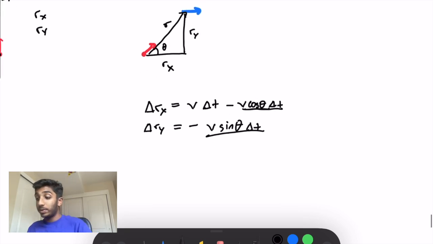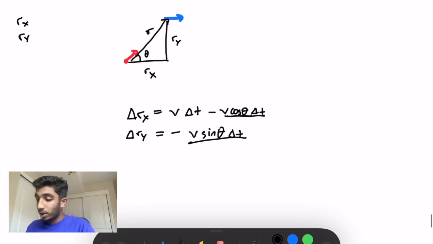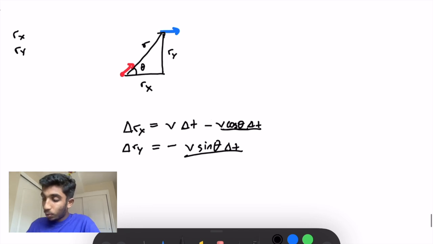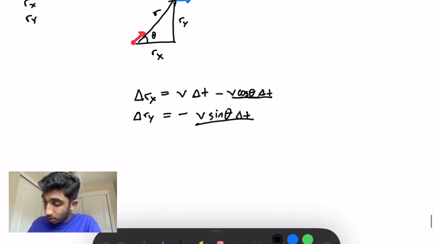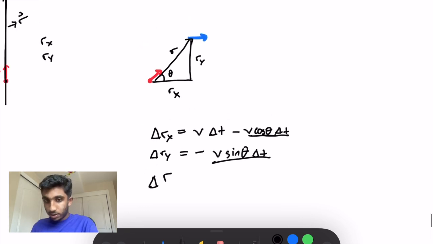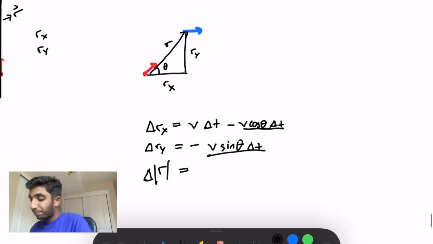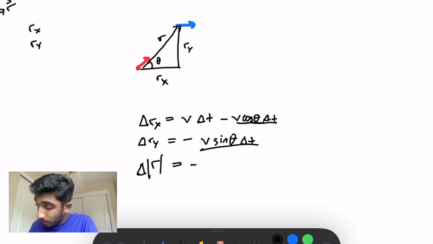Okay, now let's find what the change in r is. So this becomes a little more complicated. First off, let's ignore the robber's motion for now. The cop changes its r by negative v delta t, right? So delta r, which is just the distance, not the vector, so the magnitude of r, is equal to initially negative v delta t from the cop.